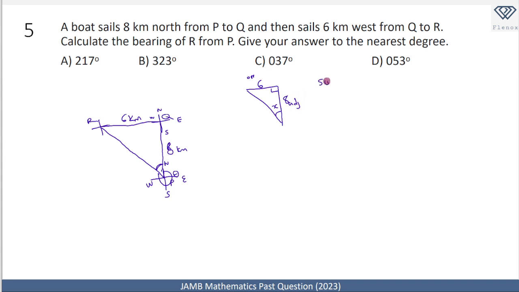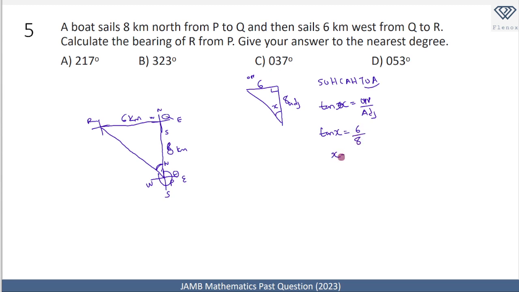So from our trigonometric ratios, we know SOH CAH TOA. Which of them contains the opposite and the adjacent? If you know the opposite and the adjacent, which is O and A, we'll make use of the tangent. So we can write that tan theta, or tan x in this case, will be equal to the opposite over the adjacent. Now, tan x will be equal to, what is the opposite? The opposite is 6 and the adjacent is 8.